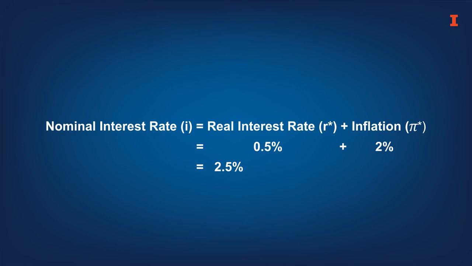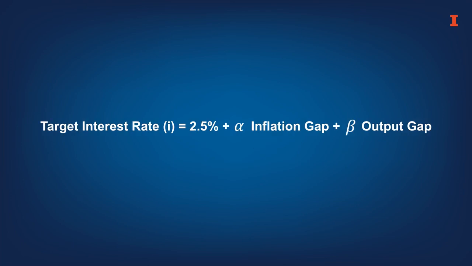However, the central bank can choose a different nominal interest rate if it wants to. In fact, let's assume that the central bank chooses the target interest rate to explicitly account for the inflation gap and output gaps with weights alpha and beta. There's your simple Taylor rule. This says the target interest rate should be whatever the market wants, plus an adjustment for economic conditions.